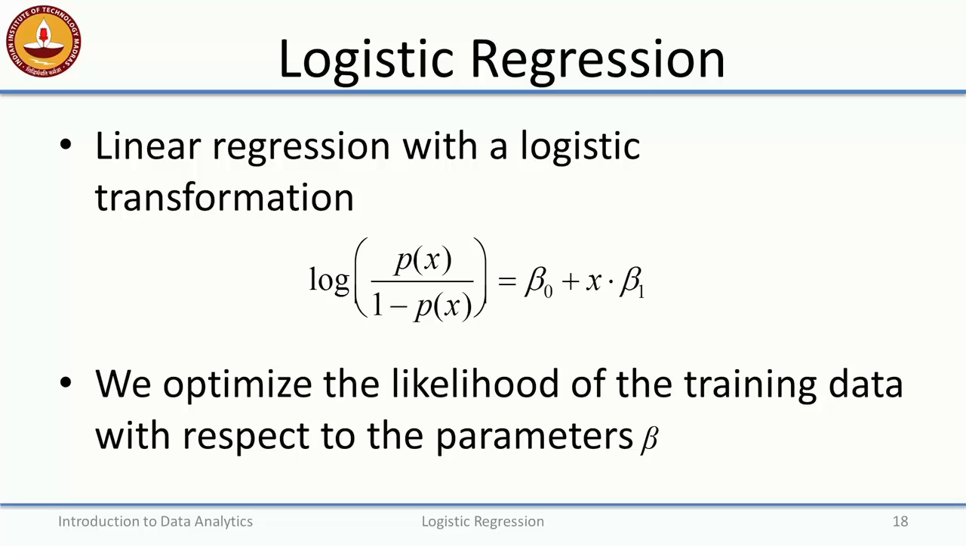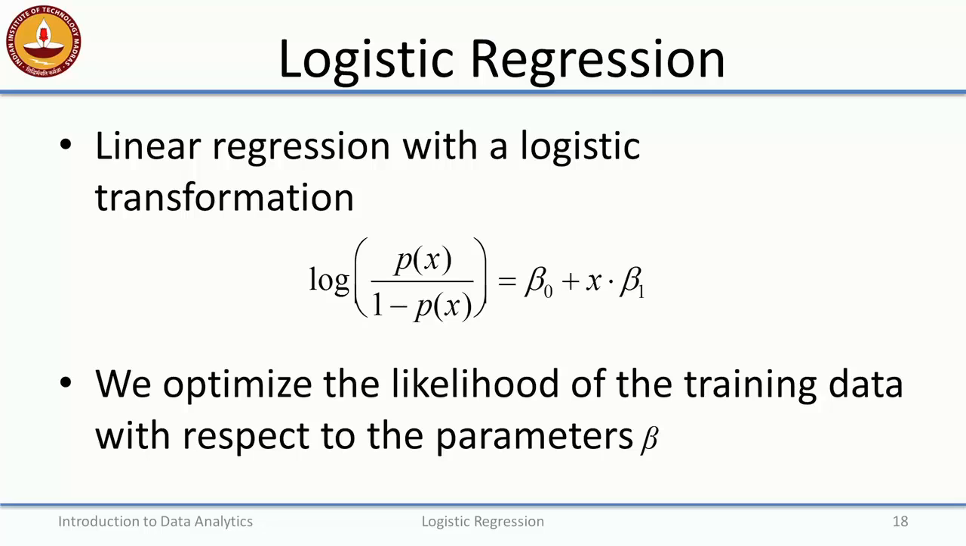So, how do we find these parameters beta 1 and beta naught? We optimize the likelihood of the training data with respect to the parameters beta. That is essentially the way we are going to be training this. This is slightly different from some of the earlier methods we have looked at for identifying parameters, mainly because here we are looking at the probability of classification, not just getting the classifications right or wrong.